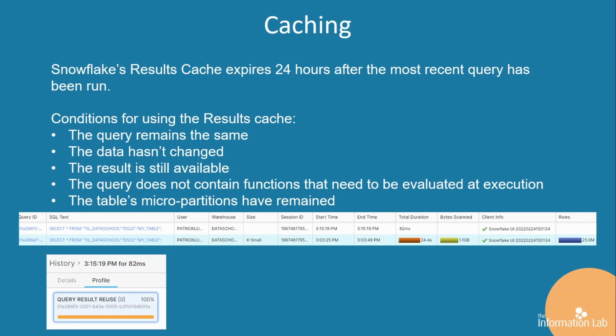There are some conditions for your results cache, and I've listed a few here. So the syntax in your query must remain the same. If you are querying something providing even the slightest difference in result, a completely new query will be run and the cache won't be used. The underlying data in the table can't have changed, so therefore any tables that regularly update live, for example, aren't going to be able to use the results cache. The results of your previous query must still be available, so you must still be within that 24-hour period since the last time the query ran. You can't include any functions that need to be evaluated when executing, so examples of these functions are current date or current timestamp.